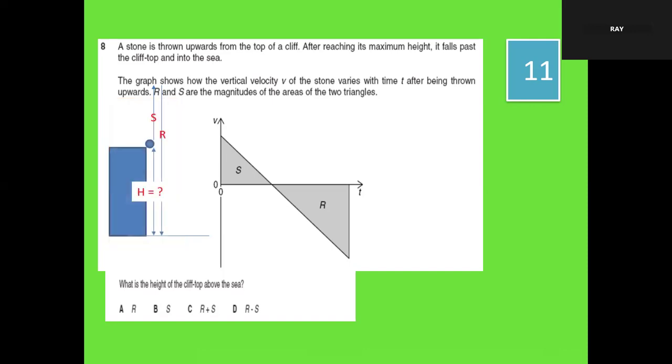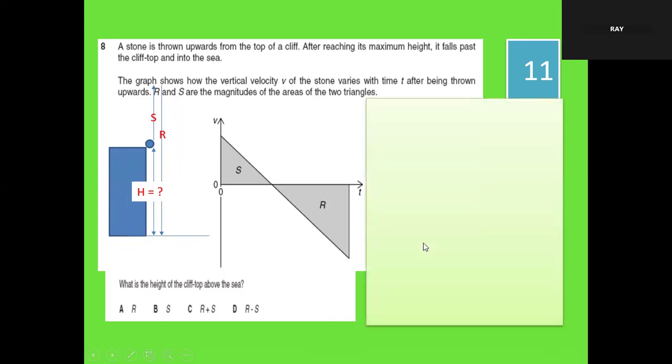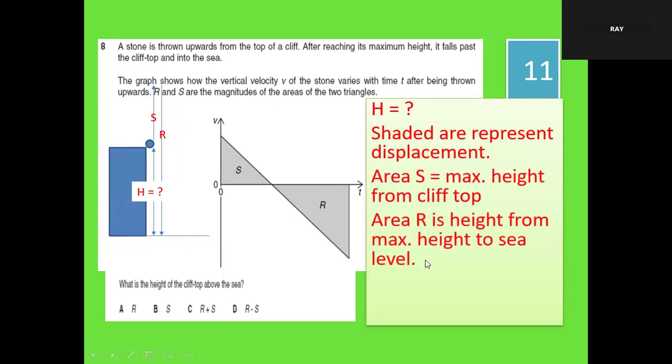I understand your problem. S is going up from the cliff to the maximum height. That's your cliff, that's your S. Then R is from the maximum height to the bottom. That's your R. So D is correct? Oh, thrown upwards. Okay.